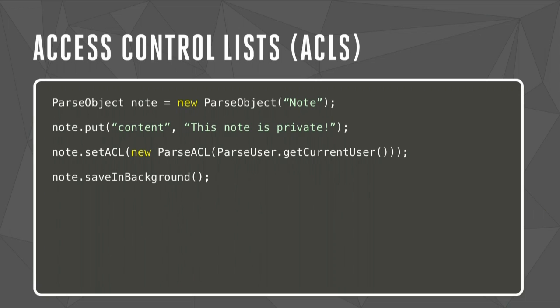In this particular example, again straight from our website, you can create a note, set whatever content you want on it, and then set a new access control list that's just for the current user. With this constructor, it takes that user and says, okay, only this user is allowed to read or write this object. Once you save it, no other user will be able to query for it, no other user will be able to delete it, et cetera.